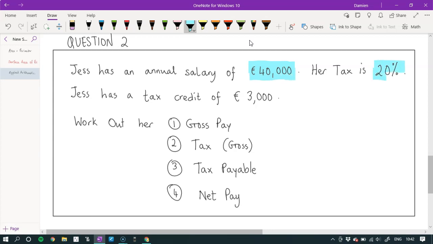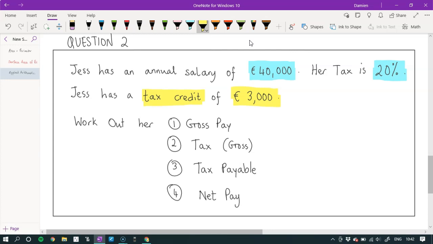She's got a tax of 20%. And then she has this new thing called a tax credit here. And the tax credit is 3,000 euros. And we'll look at that now in a second to see what that is. So we've got to work out her gross pay, her gross tax, her tax payable and net pay.